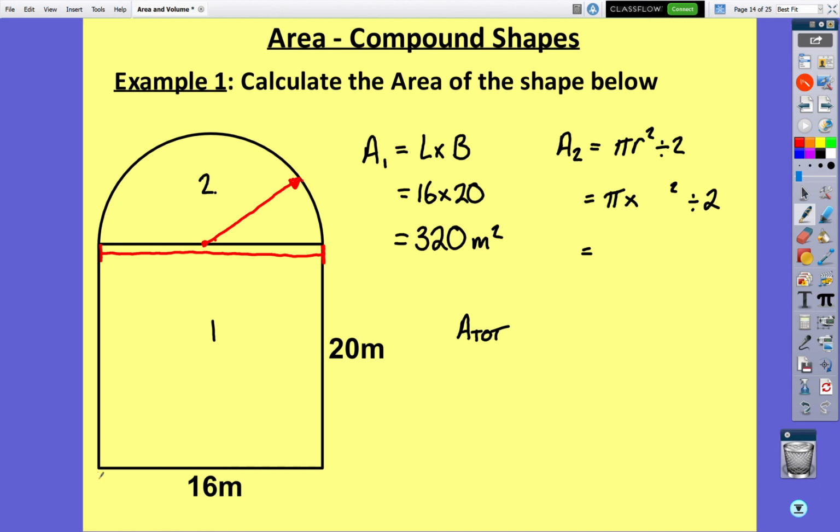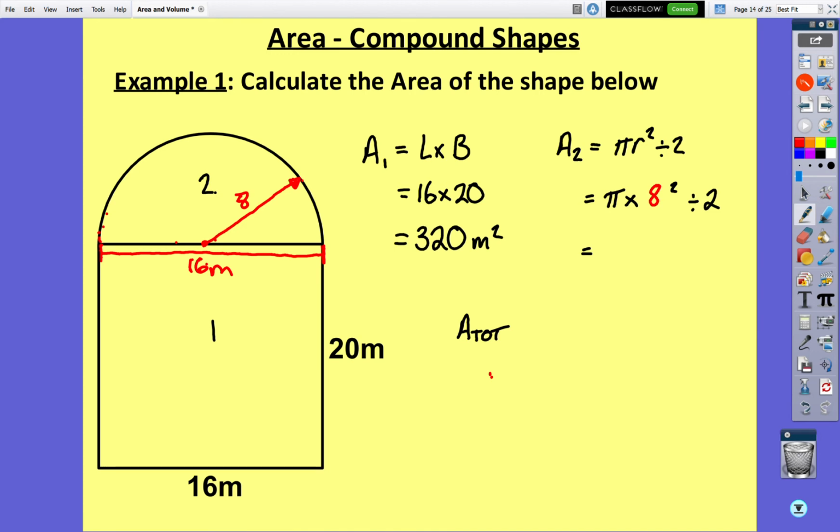Because this bottom shape's a rectangle, if you were to cut at any stage across there, it's going to be 16. So that across the top there is 16 as well. That's the diameter of this big circle. Half of the diameter is the radius, so the radius is going to be 8 because it's half of 16. So put that in there, pi times 8 squared divided by 2.